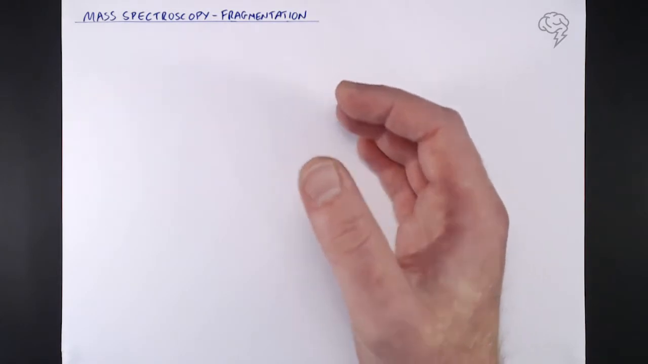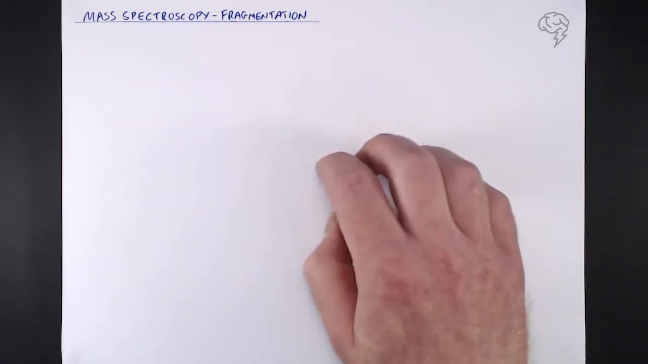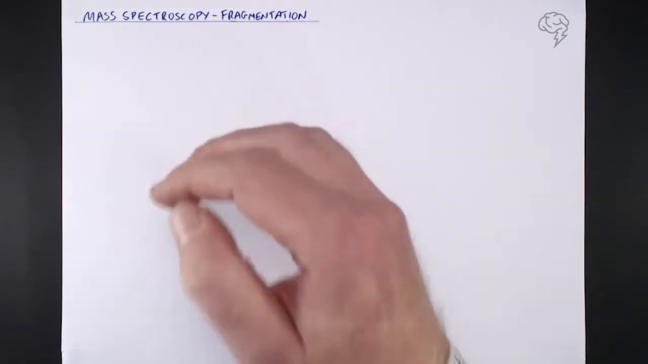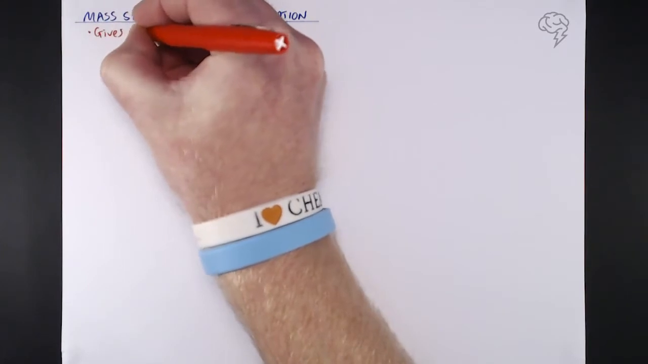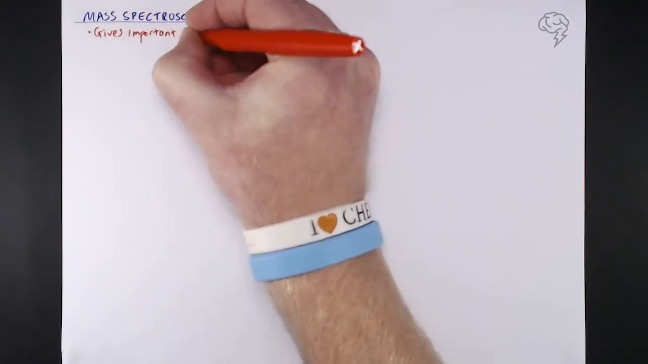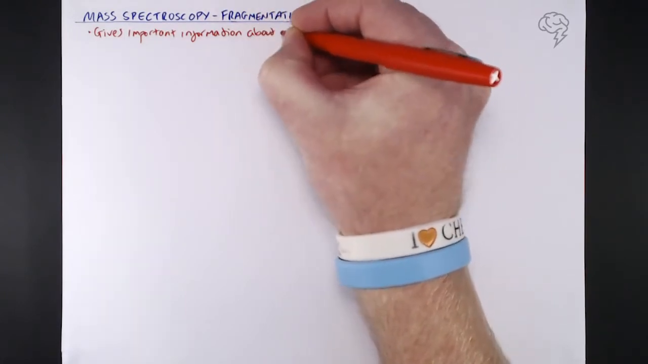Now that sounds like a bad thing, but actually it can give us really important information about the structure of that molecule, and I'll show you how. So just a few pointers to start with. First of all, it gives us really important information about an unknown organic molecule. So maybe you don't know what it is. This can give you information about it.